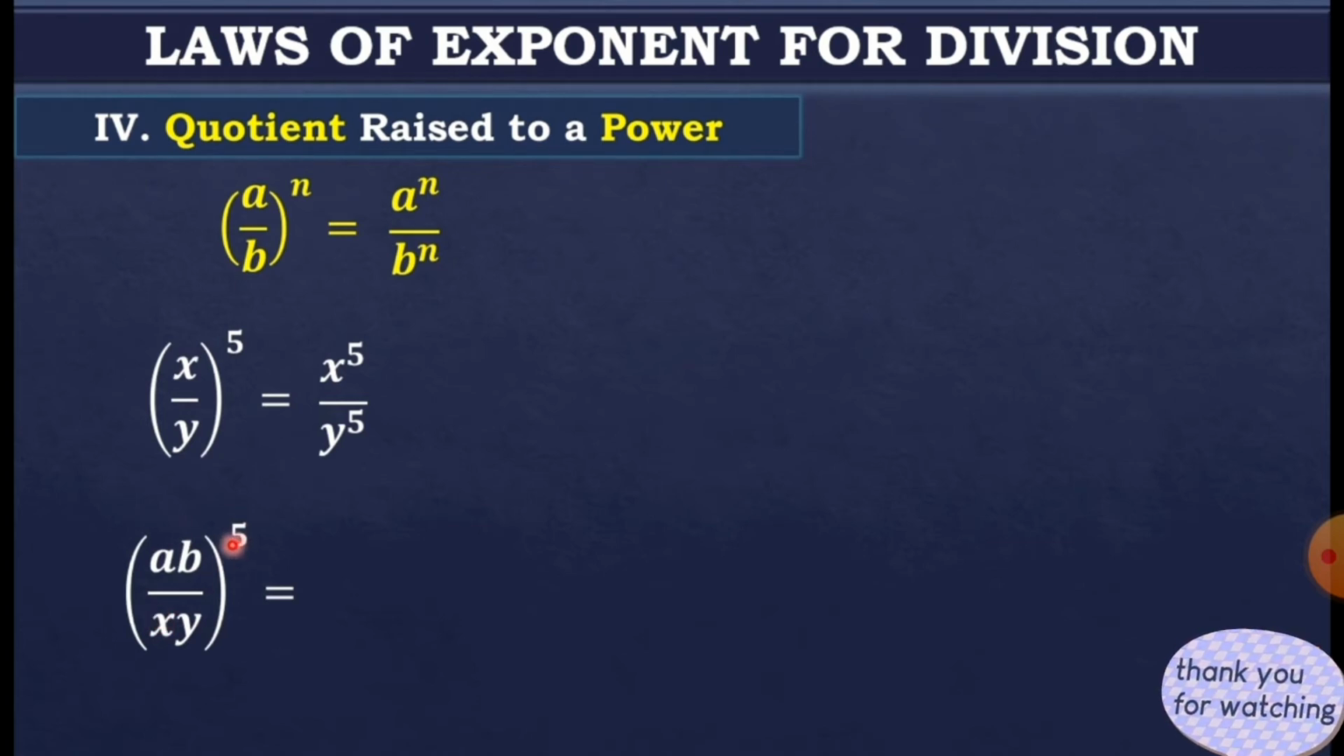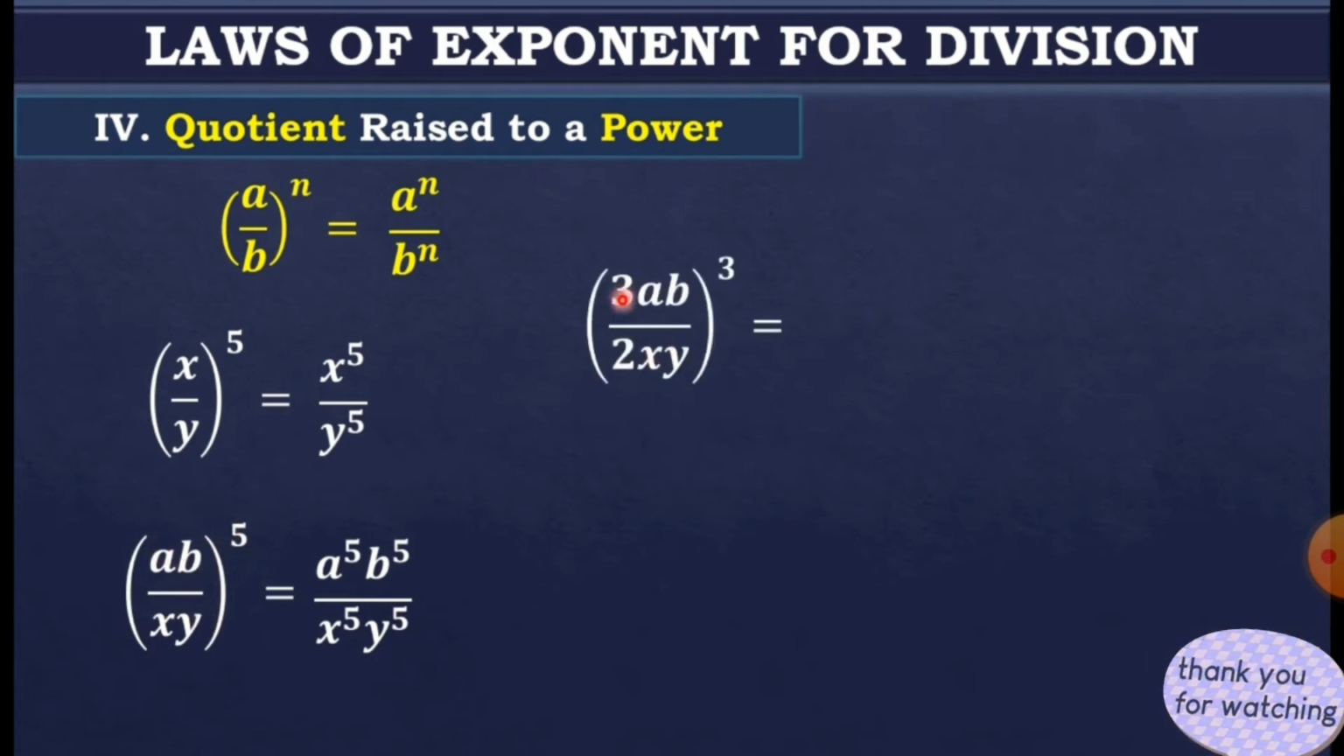So, magiging A to the 5th power, B to the 5th power over A to the 5th power, Y to the 5th power. Okay? So, that's so easy. Next example, we have 3AB over 2XY raised to the power of 3. So again, they share the same exponent. So we will distribute 3 to the numerators and the denominator.